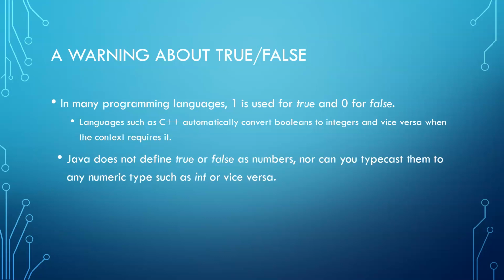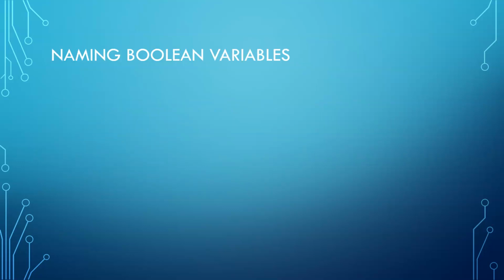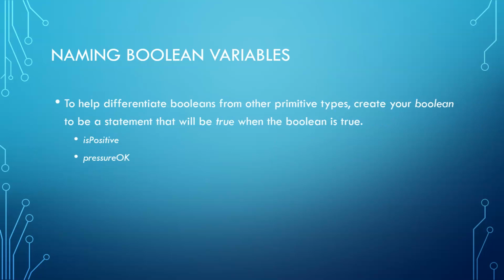All right, naming Boolean variables. Now, in order to help differentiate Booleans from other primitive types, create your Boolean to be a statement that will be true when the Boolean is true. So, for example, isPositive, pressureOkay. Those could be examples of statements that when they're true, it's true in its name. So, hey, is it a positive number? Yes, it's positive. Is the pressure okay? Yes, the pressure is okay.